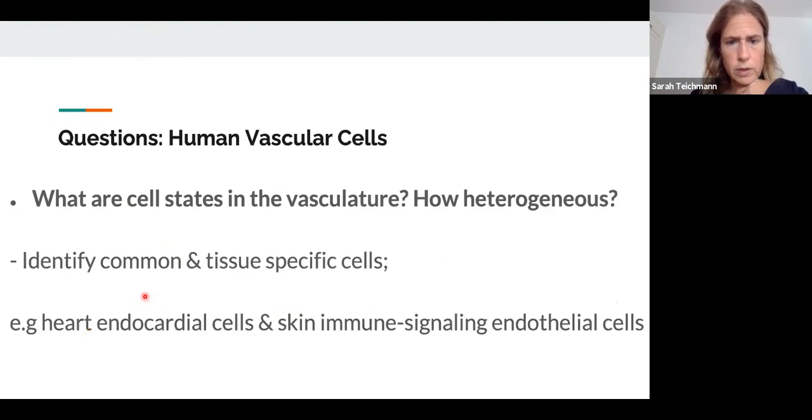And so in terms of the cell states in the vasculature and how heterogeneous they are, I hope I've given you an initial impression of common cell populations in terms of arteries, capillaries, veins that are found across all tissues, but then also tissue-specific and organ-specific endothelial cell populations that we've identified. And the ones that I mentioned were heart endocardial cells and the skin immune signaling macrophage interacting endothelial cells.